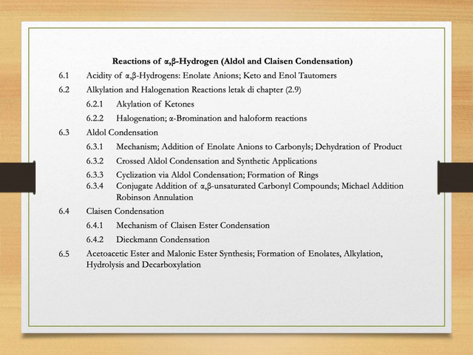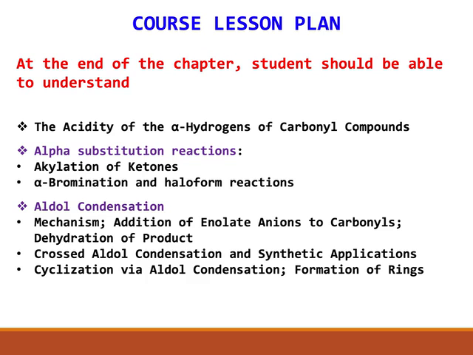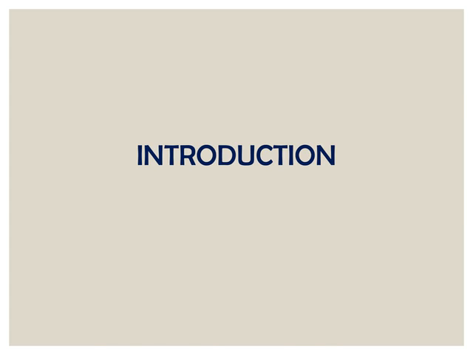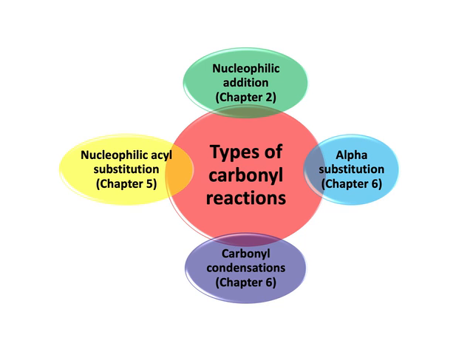So here are the subtopics for the reaction of alpha beta hydrogen. We learn about the acidity of alpha beta hydrogen. Next, about the alkylation and halogenation reaction. So aldol condensation, Claisen condensation, and lastly acetoacetic ester and malonic ester synthesis. So here is the lesson plan from this chapter, and the introduction for this chapter.